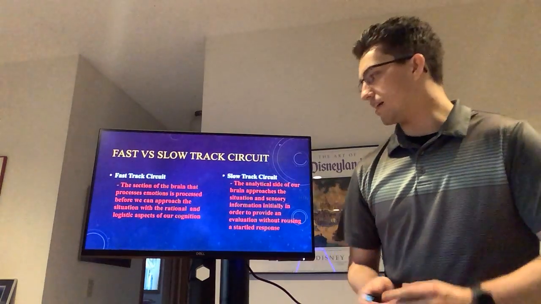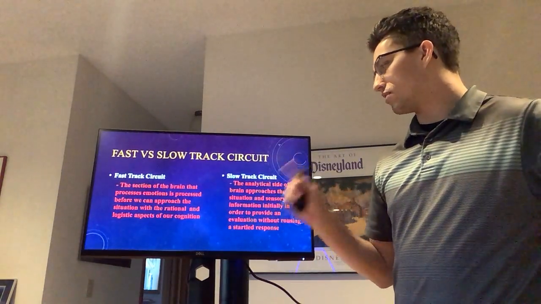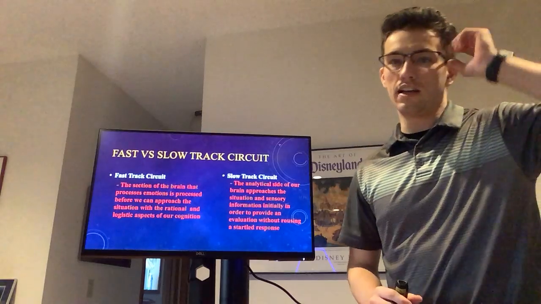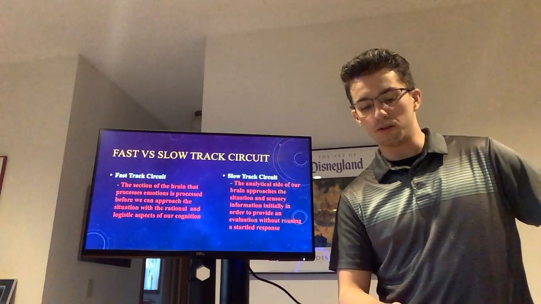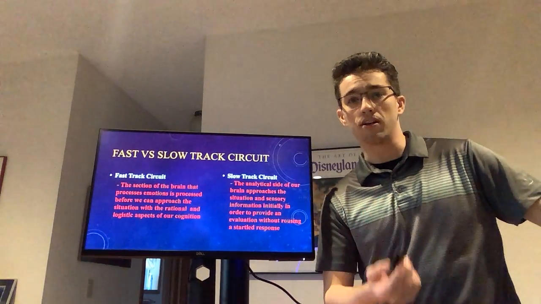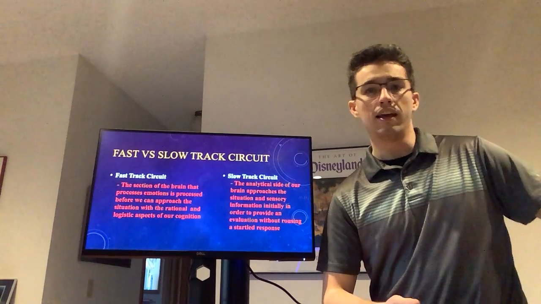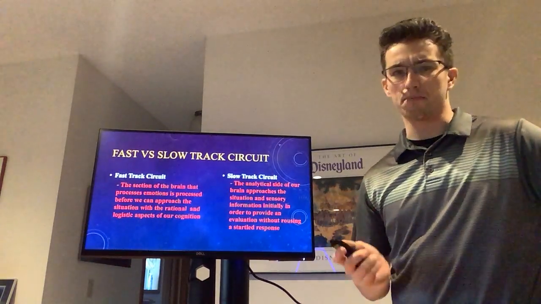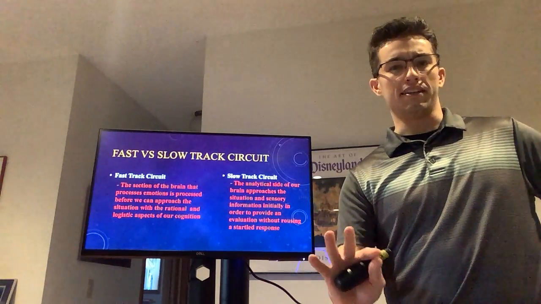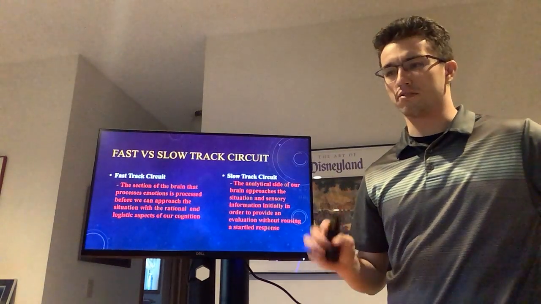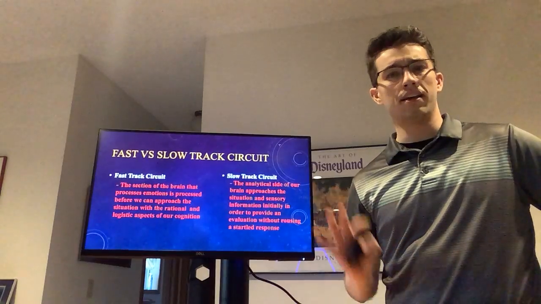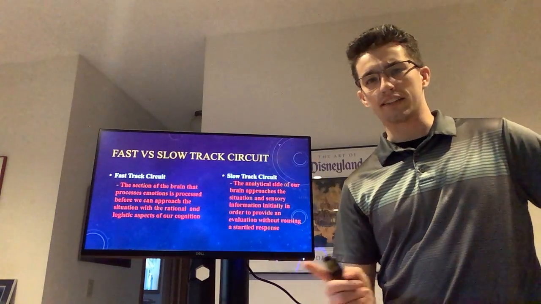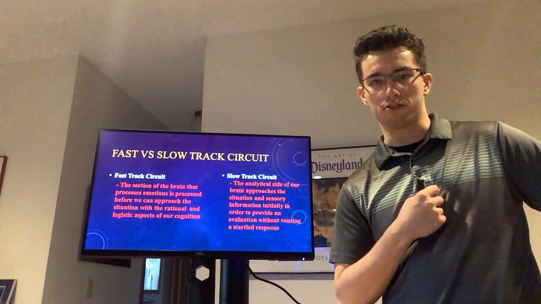because you were acting immediately off of your feelings and emotions. Whereas if you allow the slow track circuit of your brain to analyze your emotions, you will go through a more thorough thought process before responding to the stimuli that you intake. In that same example, instead of immediately hitting the horn, if you allow yourself to think, that person cut me off, that was rude. However, if I act aggressively, that's only going to put me in further danger.